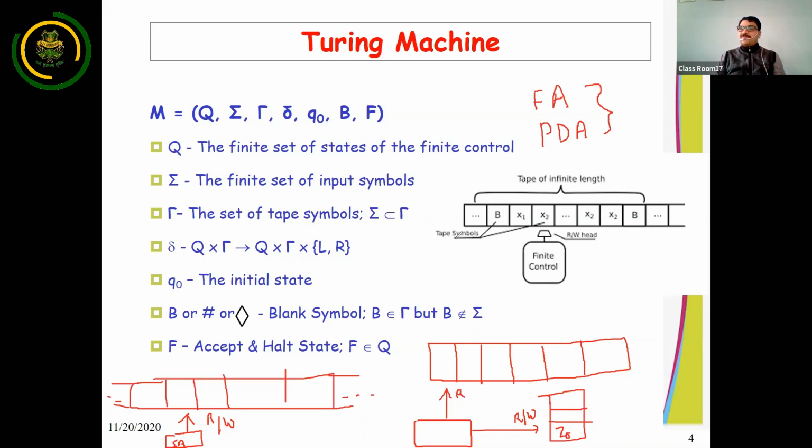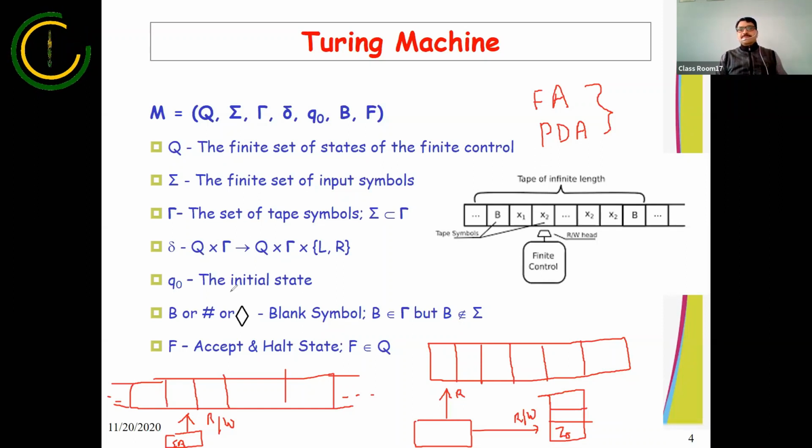As we already know, finite automata accept type 3 grammar, PDA accept type 2 grammar, and Turing machine accept type 0 grammar. As per the Chomsky hierarchy, type 0 grammar is the grammar without any restriction. So the Turing machine is a machine that will accept all types of grammar. That's why it is called the most powerful machine.